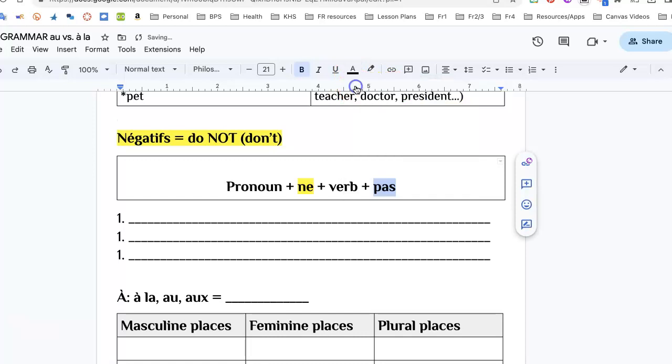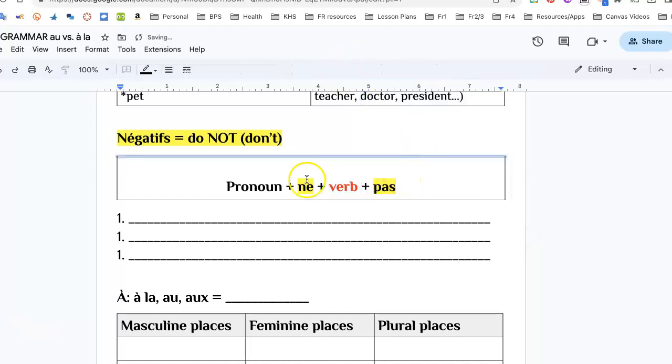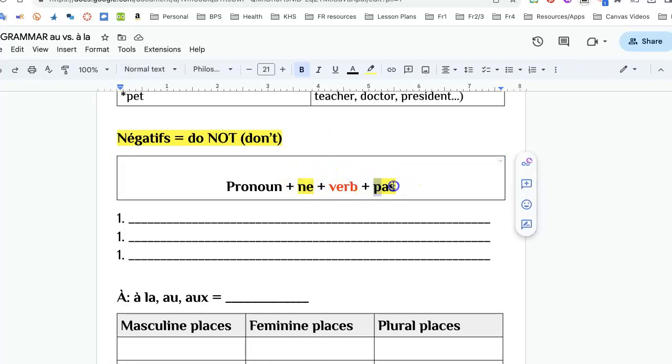I made a little mistake here. Ne pas. And then choose a color that you want. I'll do red for the verb, because I want you to keep in mind that the verb goes in the middle of ne and pas. It's not like that in English. In English we say I do not like, and in French it's kind of like I do like not. So ne pas.